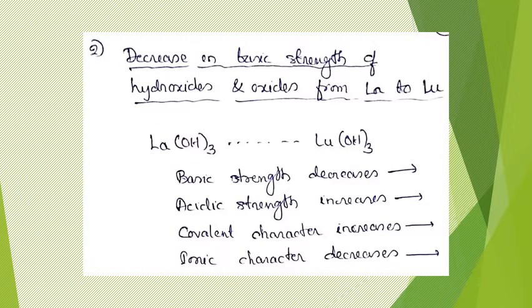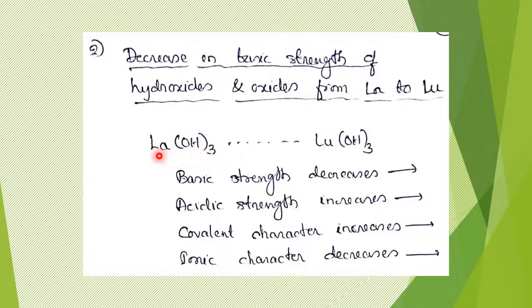Next, the second thing: this gradual decrease in size brings changes in so many other chemical properties of lanthanoid compounds. Mainly, you can consider the decrease in basic strength of hydroxides and oxides. Of course, you can consider oxalates, citrates and all, but the important compounds are lanthanum hydroxides and lanthanum oxides.